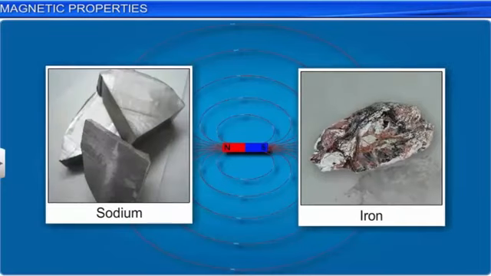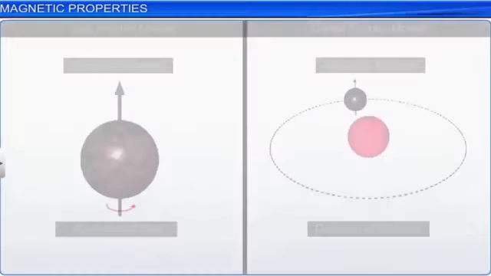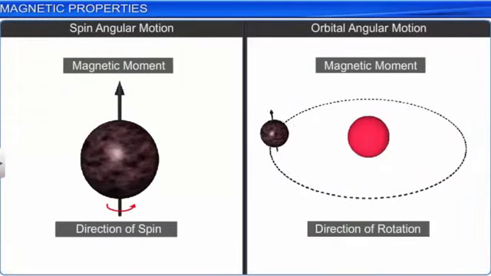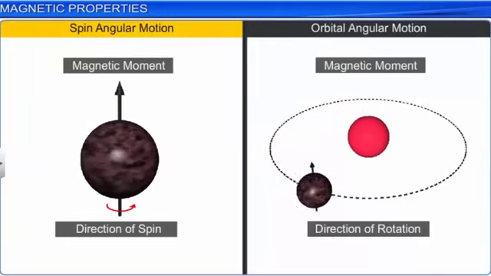Every substance is associated with some magnetic character. The magnetic property of a substance is due to the presence of electrons. Each electron in an atom is regarded a micromagnet. The magnetic moment of an electron originates from 2 types of motions, known as spin angular motion and orbital angular motion.